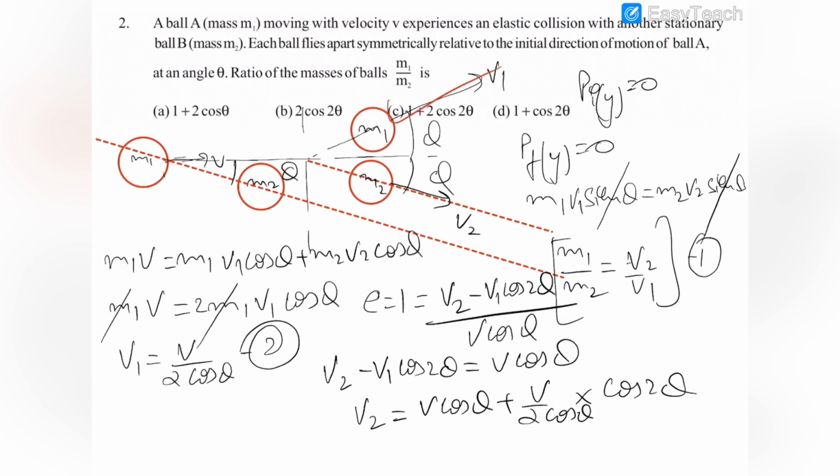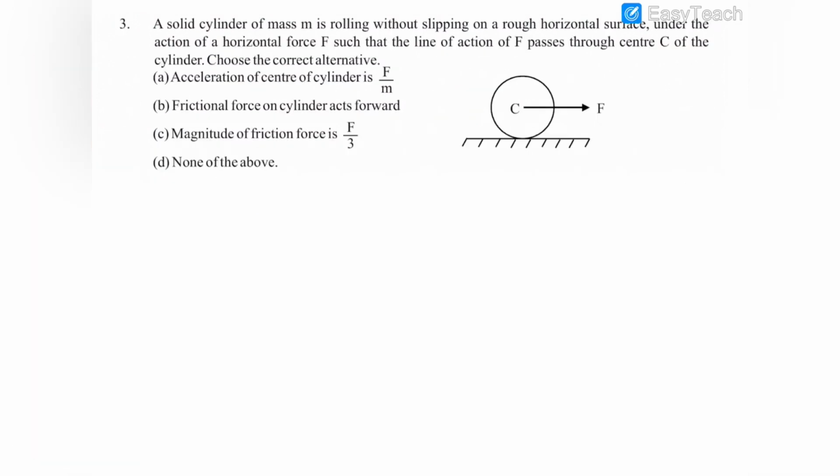Now we move on to the next question. In this question, you can see that there is a solid cylinder of mass m and it is rolling without slipping on this rough surface. A force F is acting on the cylinder in such a way that the line of action of this force is passing through the center of mass of the cylinder. So we have to choose the correct option.